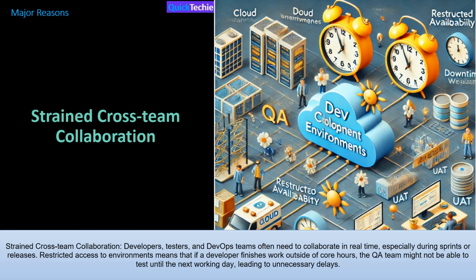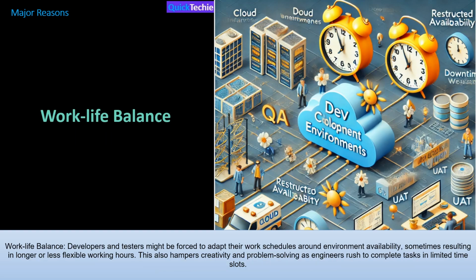Strained cross-team collaboration. Developers, testers, and DevOps teams often need to collaborate in real time, especially during sprints or releases. Restricted access to environments means that if a developer finishes work outside of core hours, the QA team might not be able to test until the next working day, leading to unnecessary delays. Work-life balance. Developers and testers might be forced to adapt their work schedules around environment availability, sometimes resulting in longer or less flexible working hours. This also hampers creativity and problem solving as engineers rush to complete tasks in limited time slots.